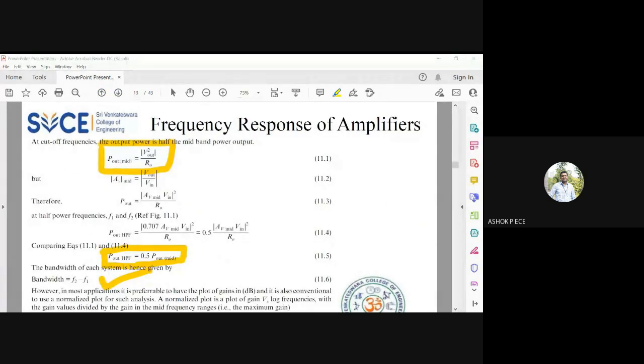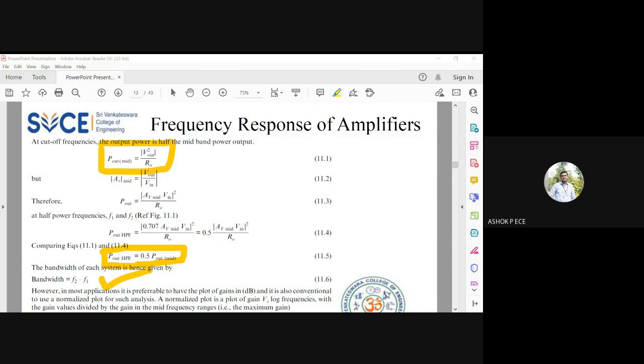So from the frequency response graph, I can measure two things. One is gain, second one is bandwidth. The gain is the maximum value of gain in the graph, where the graph is going to be flat, the top portion of the graph. So that is going to be the maximum gain.